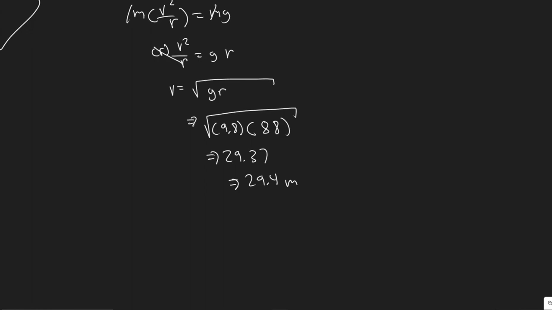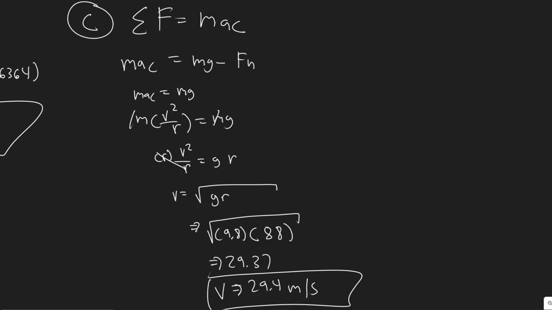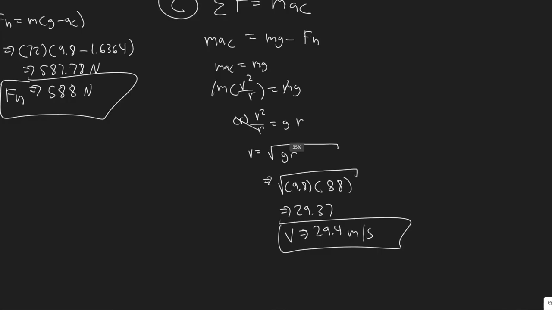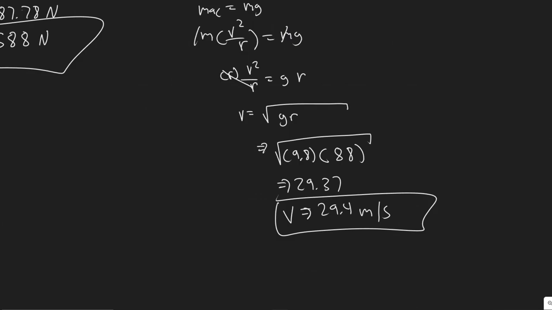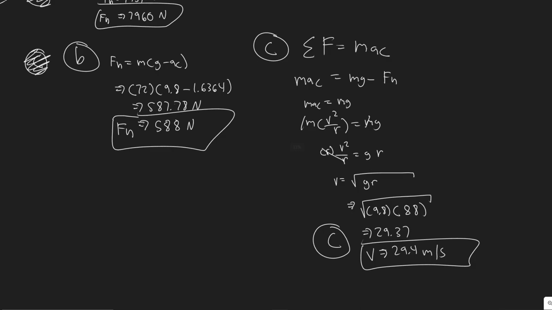So this is going to be the speed when the normal force acting on our driver is equal to zero. But keep in mind that mass actually didn't matter. So it just crossed out like that. And so this is your answer to C. Your answer to B is right here. And your answer to A was here.